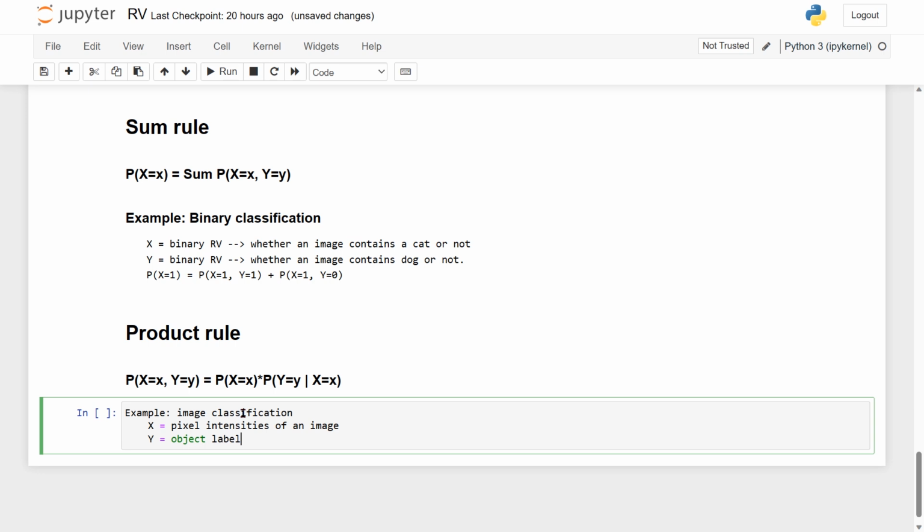So the product rule can be used to compute the joint probability of capital X and capital Y by multiplying the probability of the pixel intensity with the conditional probability of the object label given the pixel intensity. So that's how you calculate the product rule, and that's how you apply the product rule for the image classification.